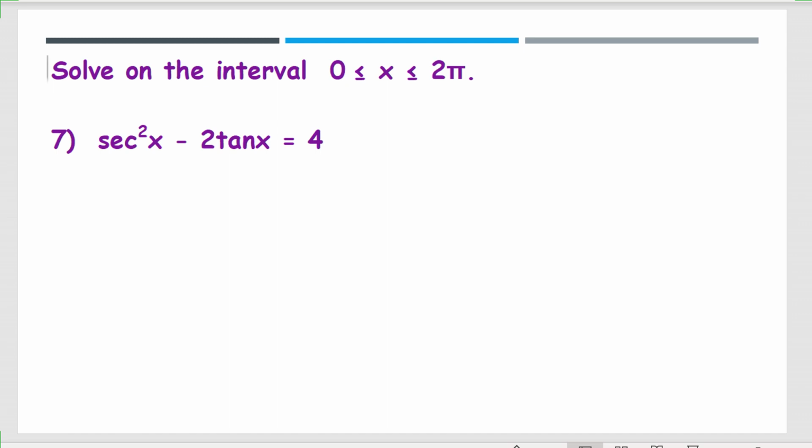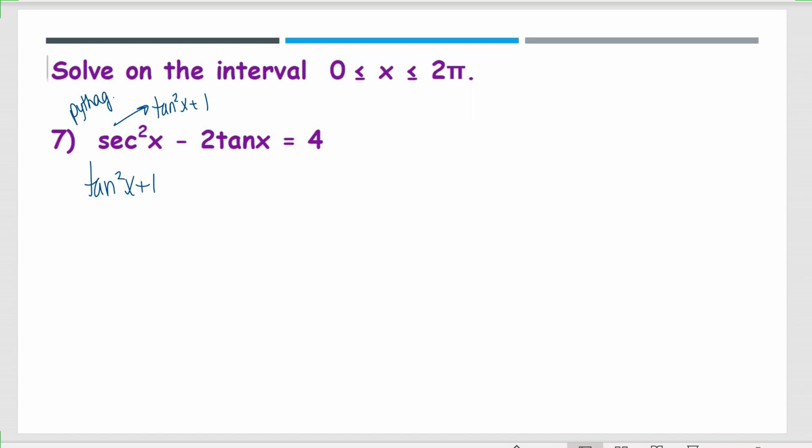Number 7, secant squared of x minus 2 tangent of x equals 4. Okay, we did one kind of similar to this already, and we tried to go a little bit different route, but then we found that replacing secant squared with tangent squared of x plus 1, that Pythagorean identity, tended to be the better route. So let's try that again for this example and see where it gets us.